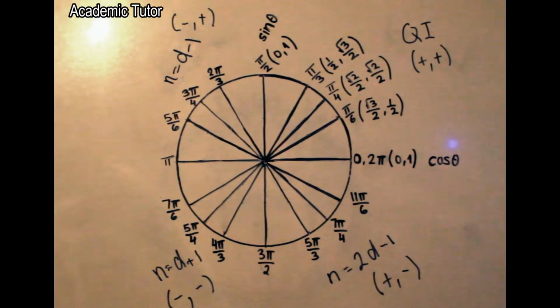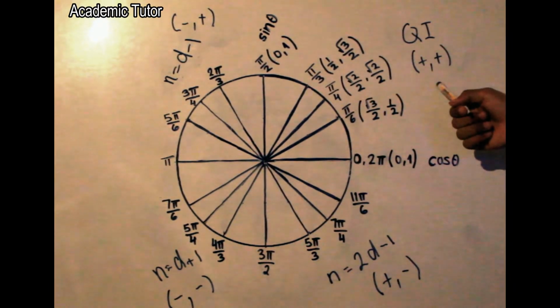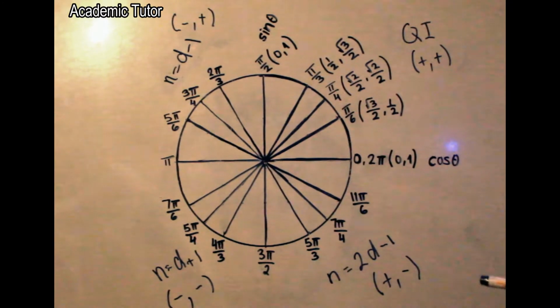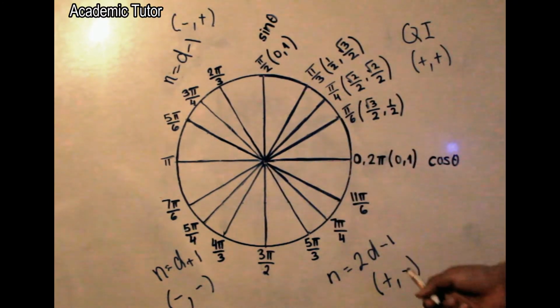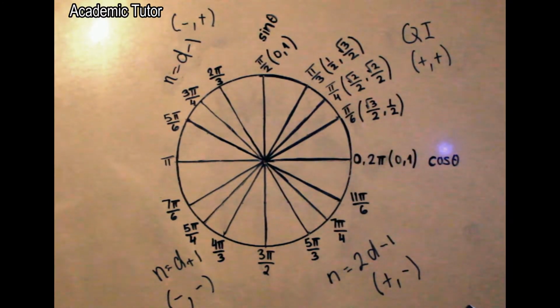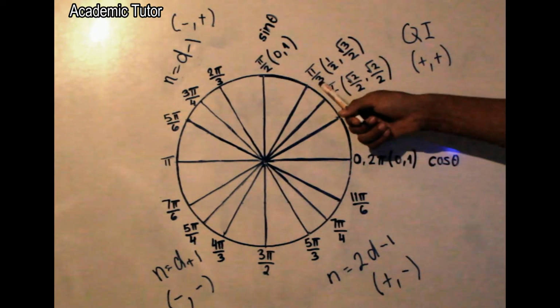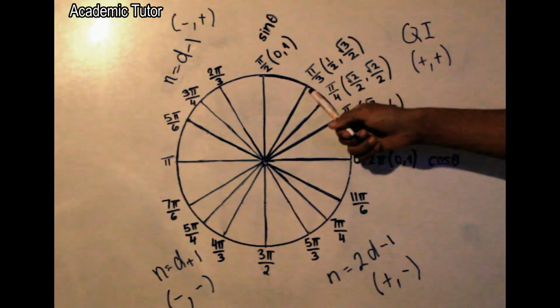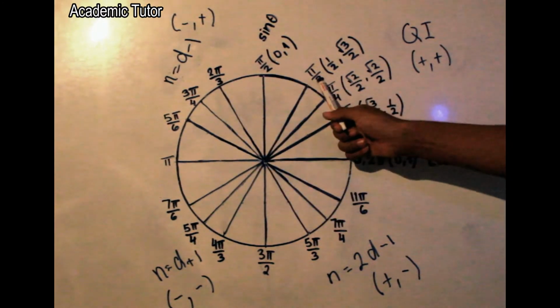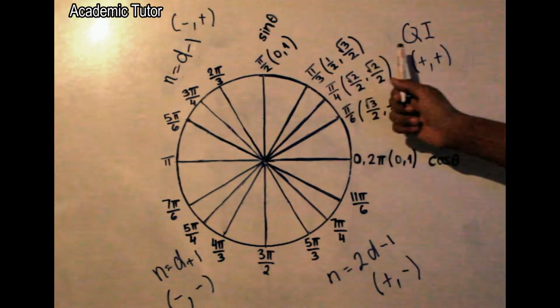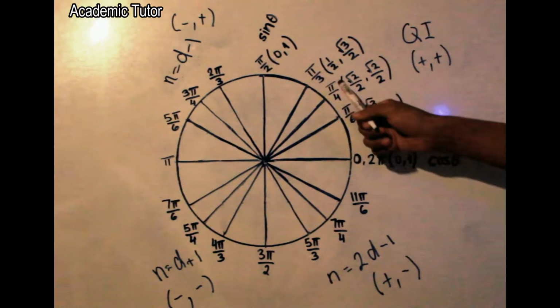The special angles in quadrant 1 will be the basis of the other special angles in other quadrants. This means that any angle with the denominator of 3 will be related to pi over 3. So I'll give you an example.